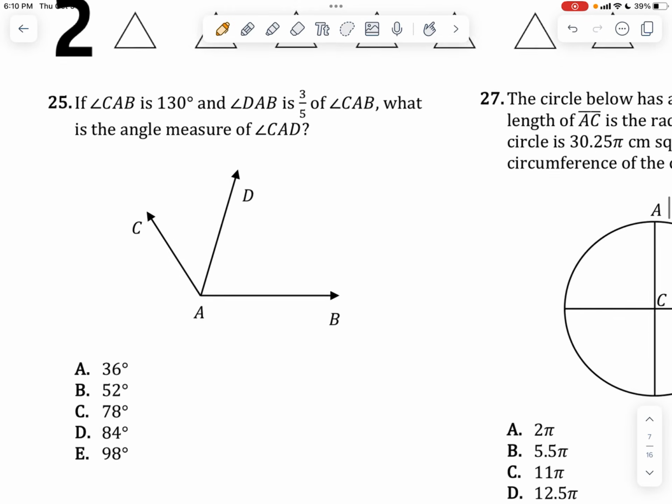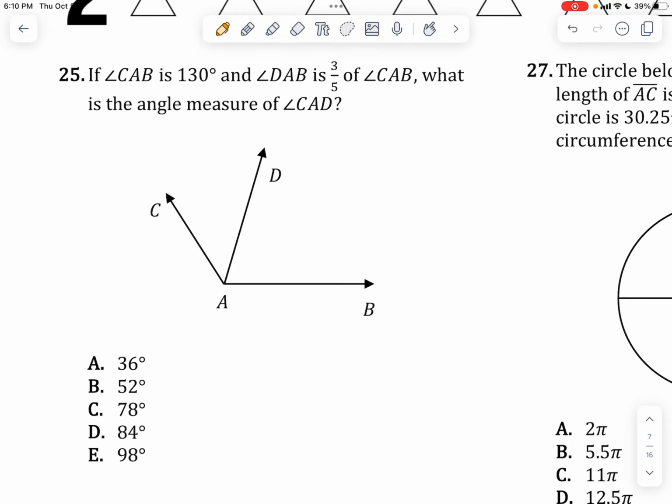Moving along. If CAB is 130 degrees and DAB is 3/5 of CAB, what is the angle measure of CAD? Okay, there's a lot of things going on. So CAB is 130, and DAB is 3/5 of CAB. What's CAB? 130. So let's do 130 times 3/5. Open up my calculator. 130 times 0.6, 78 degrees. Okay? So DAB is 78 degrees.